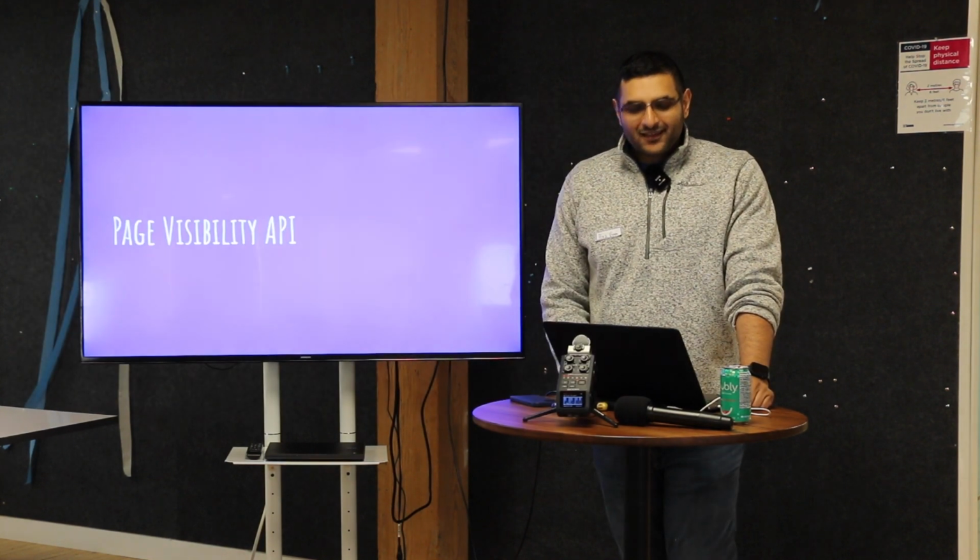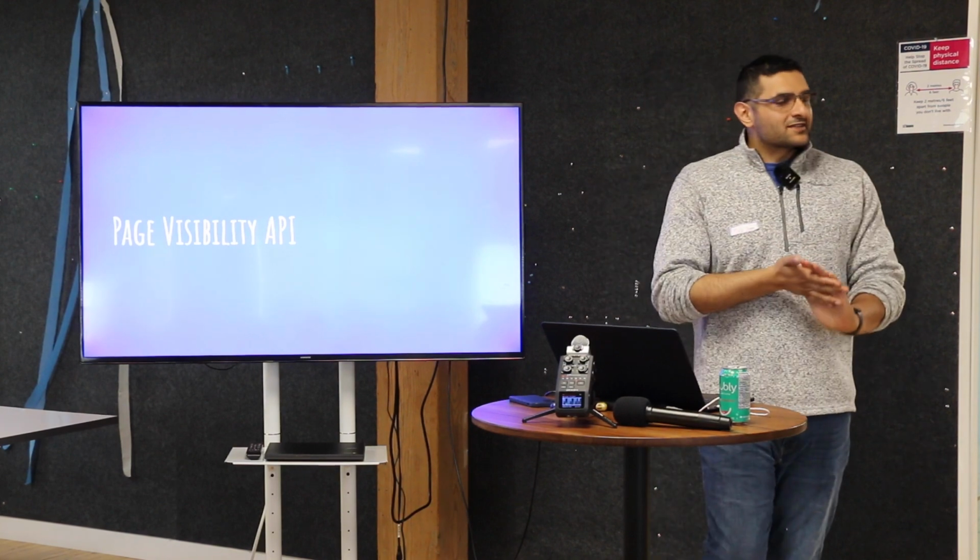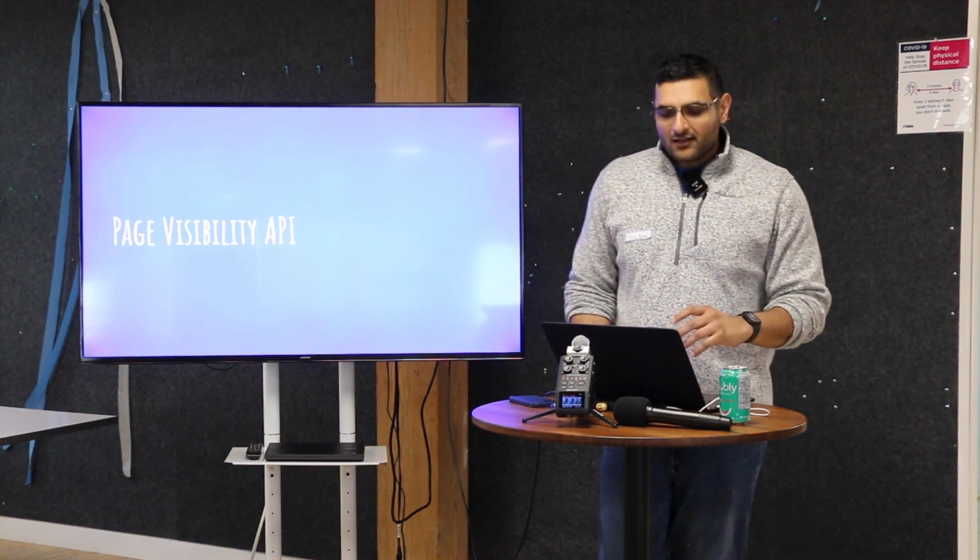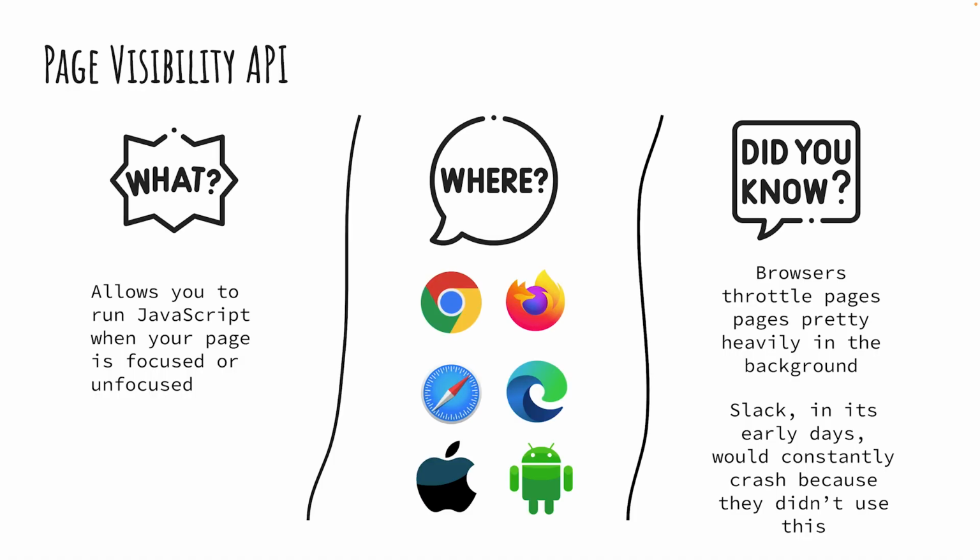All right, we have the final API, the Page Visibility API. This is a fairly simple API. It just lets you find out when the page is focused or unfocused, meaning if you had 5 tabs open and you're on a different tab, you're unfocused. If you're on that tab, you're focused. Focus meaning it's in the foreground.